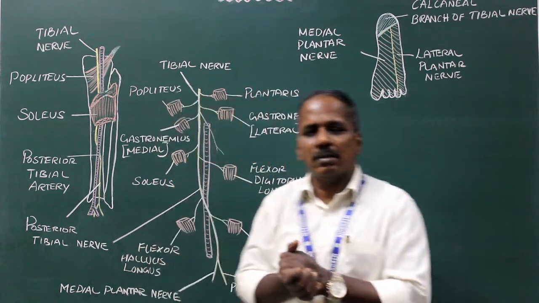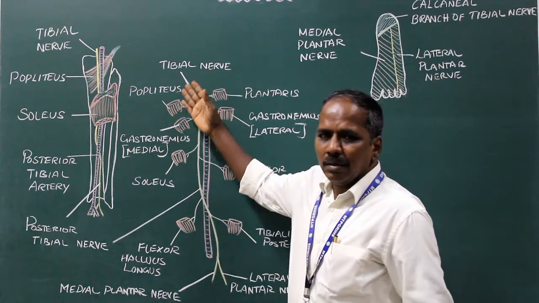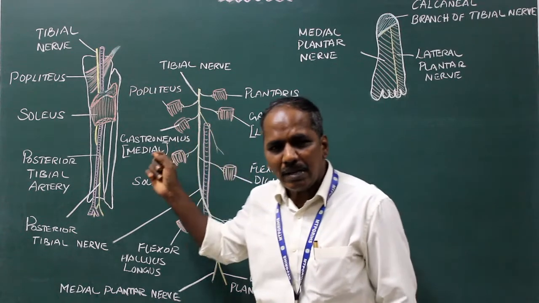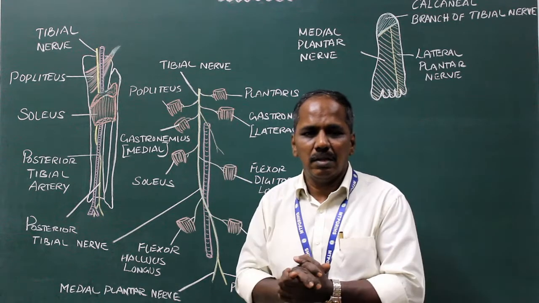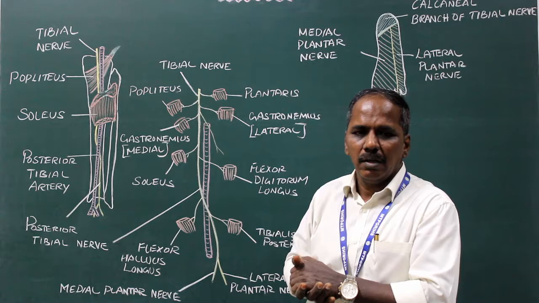Branches and distribution. It gives muscular branches to popliteus, plantaris, medial gastrocnemius, lateral gastrocnemius and soleus. It gives an articular branch to the knee joint. Cutaneous branch.